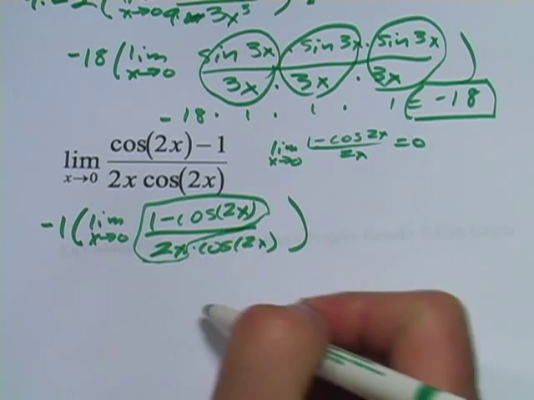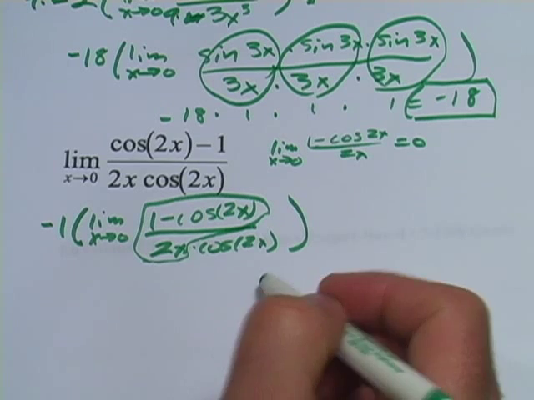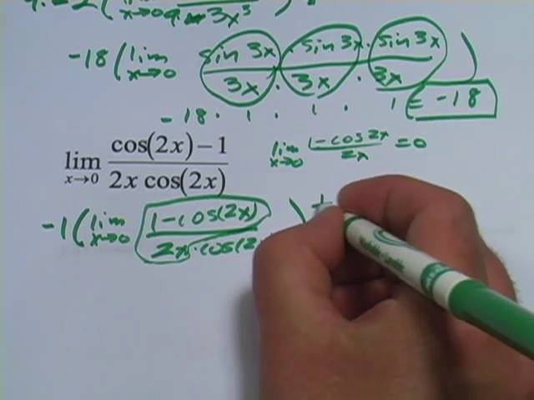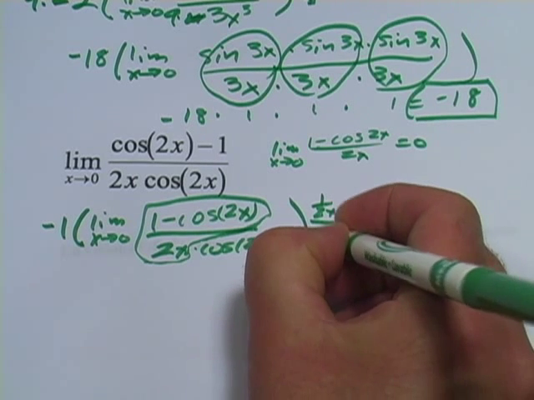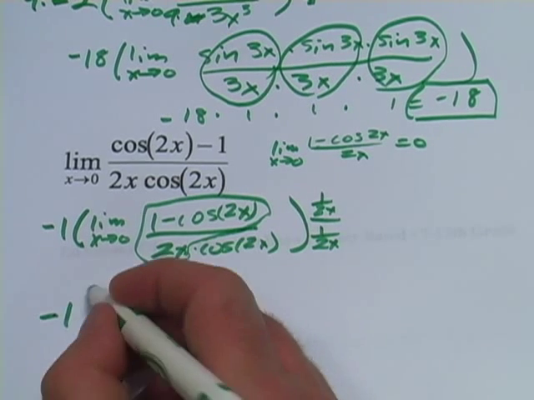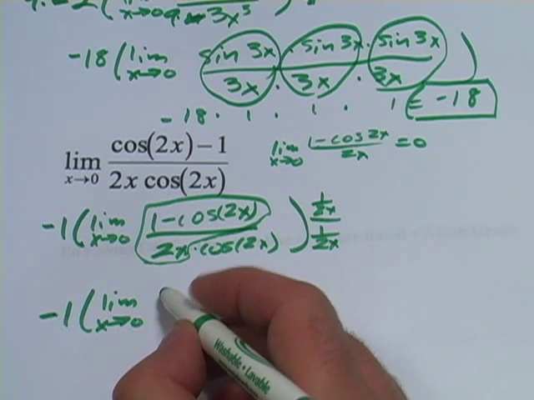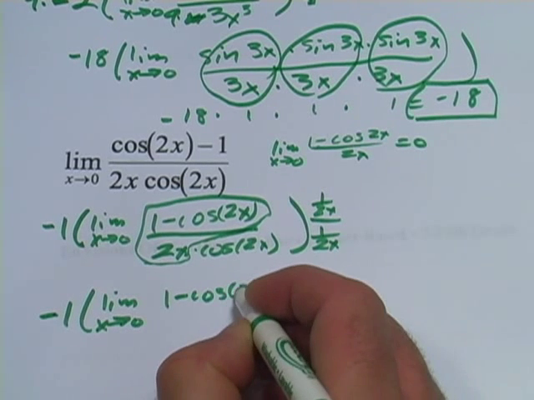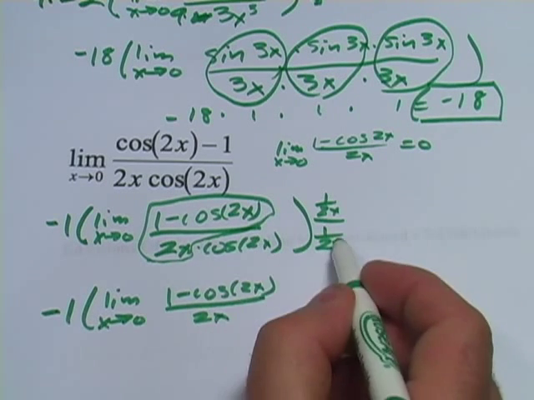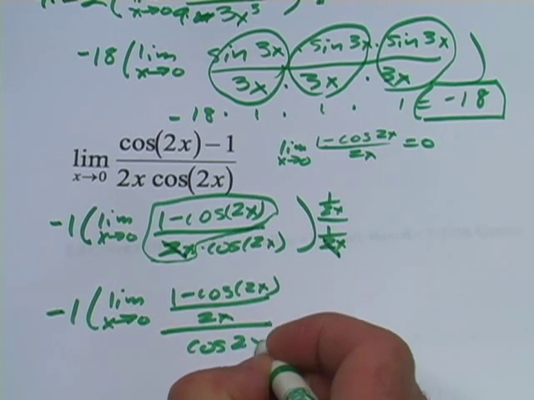Another way to rewrite this to make this a little bit easier to understand, because you've still got this cosine of 2x hanging out down here, is to move this 2x up here. Another way to think of that is multiply by 1 over 2x over 1 over 2x. What that would do, let me rewrite this, is give me 1 minus the cosine of 2x over 2x on the top. And then on the bottom, this 2x and this 2x are going to cancel, so I'm just left with the cosine of 2x.